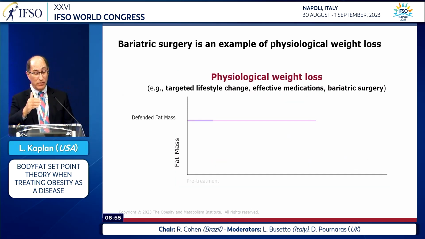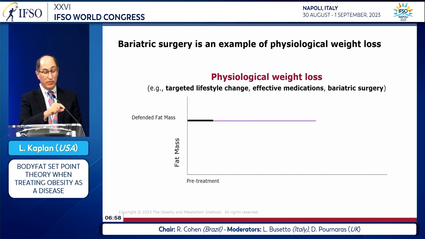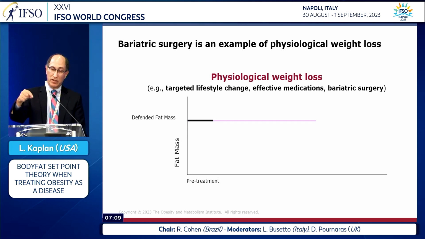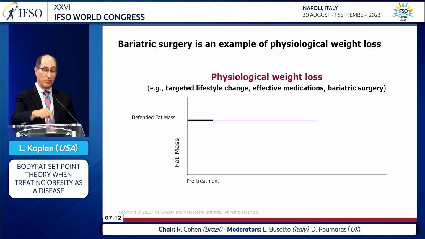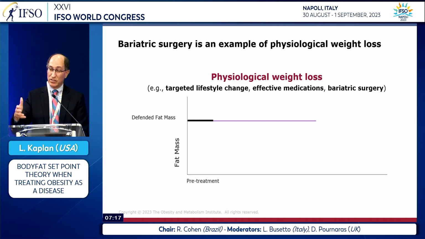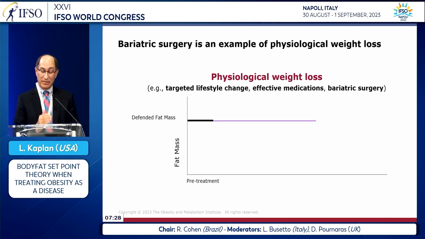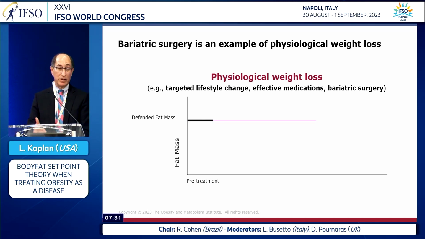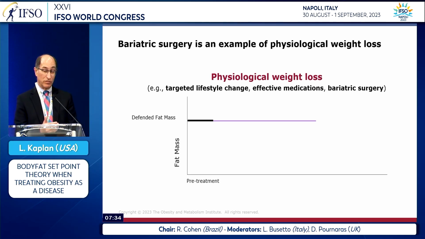So to summarize then, the story here is that there's physiological weight loss that I'm going to show you includes targeted lifestyle change, changing the environment that's causing the obesity in the first place. If you have obesity because you're sleep deprived, or you're jet lagged all the time, or you're stressed all the time, or you eat an unhealthy, highly processed food diet, then you could fix that. If you happen to be the person who has that as your primary cause of obesity, you can fix that by reversing that environment. Effective medications and bariatric surgery also are physiological ways of losing weight.